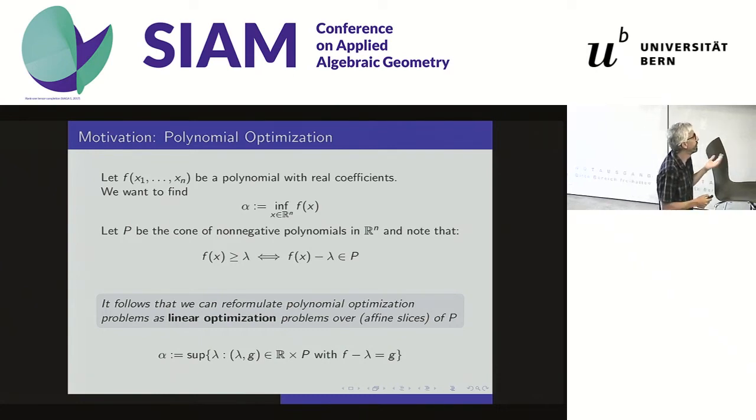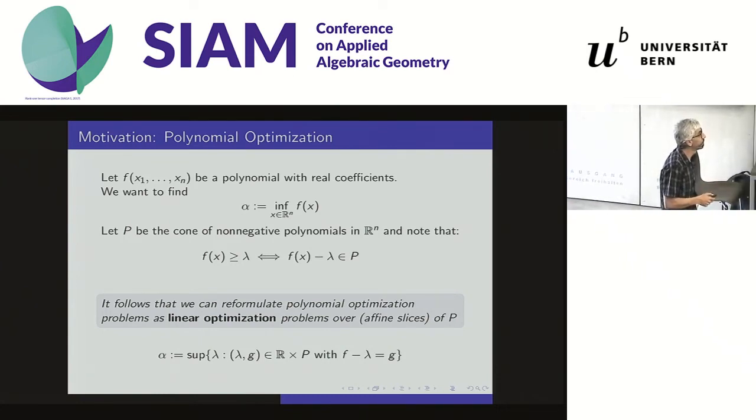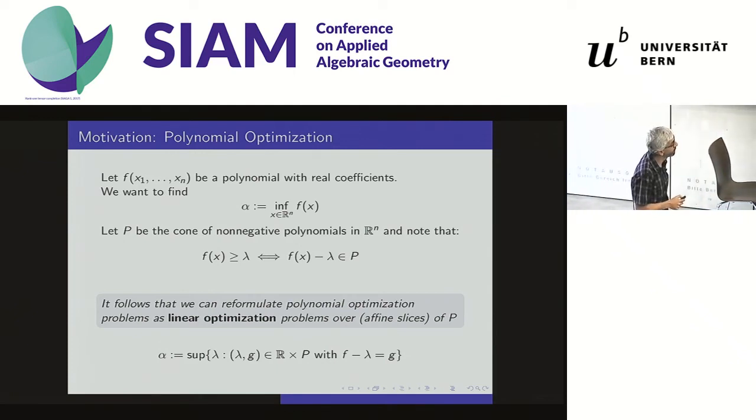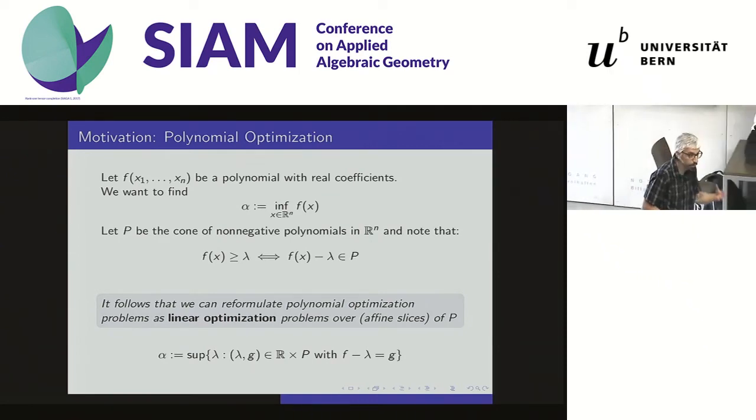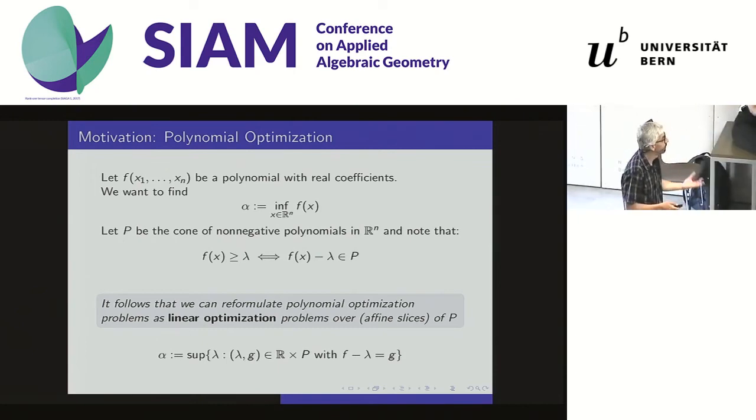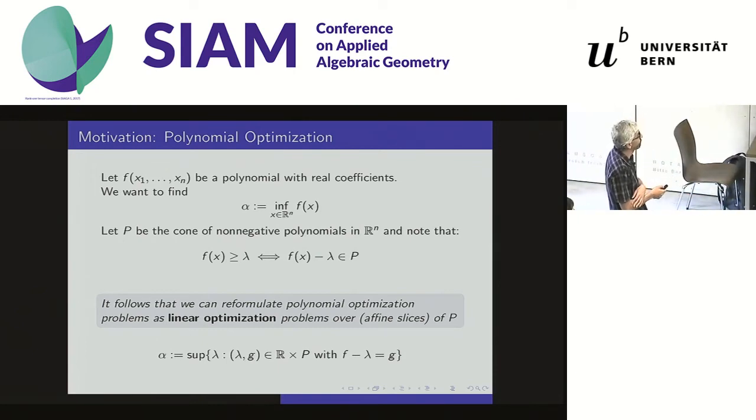But even if we cannot understand all of P, suppose we only wanted to certify, to guarantee, that a given polynomial f is greater or equal than a given value lambda. All we would need to do is prove that the polynomial f of x minus lambda is non-negative. So how does one prove that a given polynomial is non-negative? This is a very natural question.